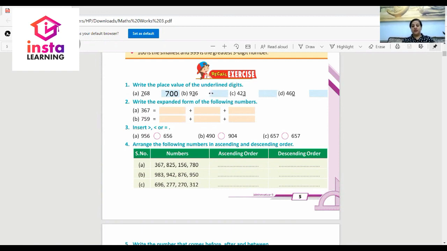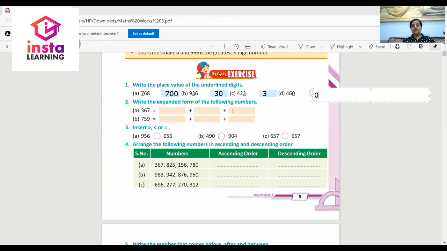936. The 3 is in the tens place, so 30 is the place value of 3 at the tens place. Here the place value of 3 is 3 only because it is at the ones place, so 3 ones. Next is 0, and zero's place value is 0 at the ones place. So now next is the second question.